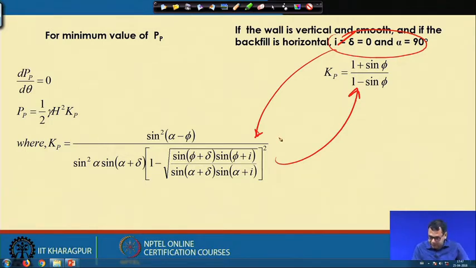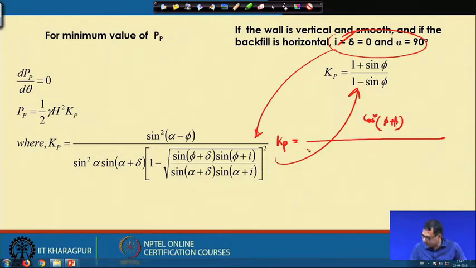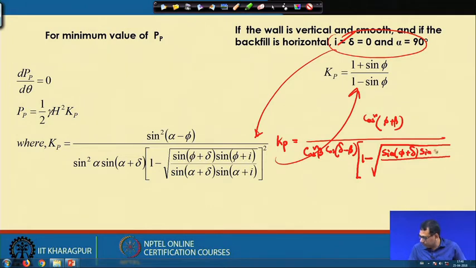And again I am writing this k p in another form, that is cos square phi plus beta, over cos square beta, cos delta minus beta, times 1 minus root over sin phi plus delta, sin phi plus I, over cos delta minus beta, cos I minus beta, that whole square. So, either you can use this one or this one, both are the same expression in different forms.